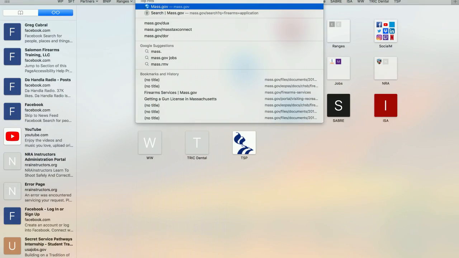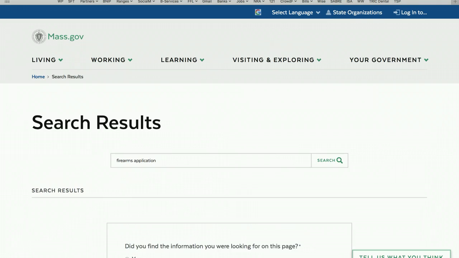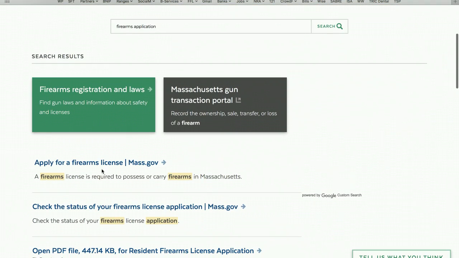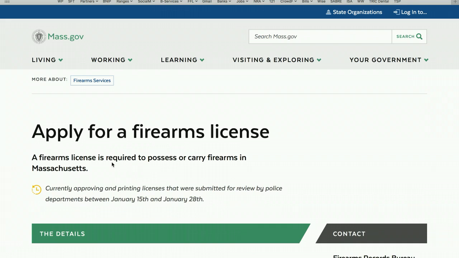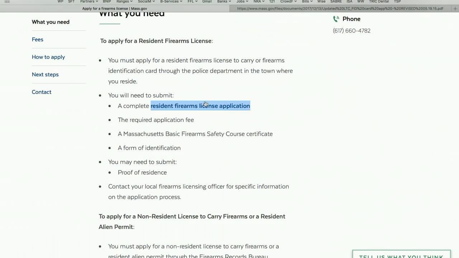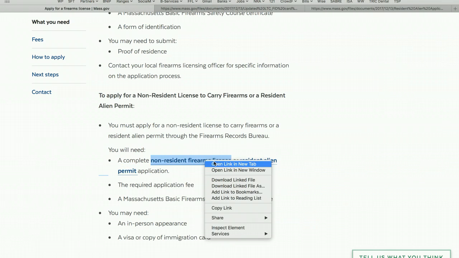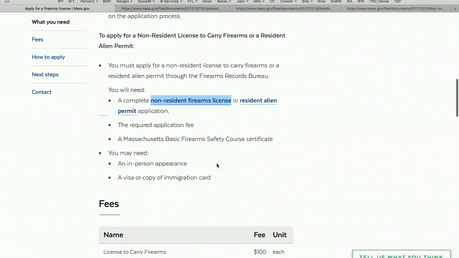Okay, so start off by going to mass.gov. I always want to empower you guys to find this information yourself, so I'm going to go ahead and type in firearms application. Right on the mass.gov website, you're going to click on this first link right here, and it's going to give you all the different applications we're going to talk about. I'm going to right click and open this in a new tab, and then right click the resident alien application, because we have a lot of questions about that, and then the non-resident license to carry one. So that's pretty much it.